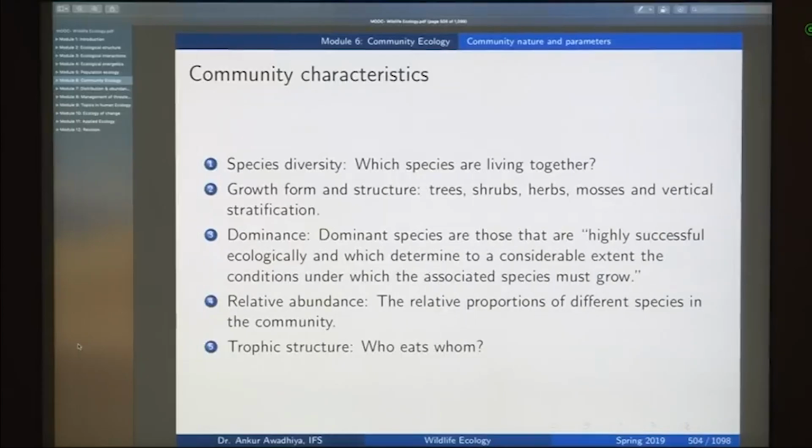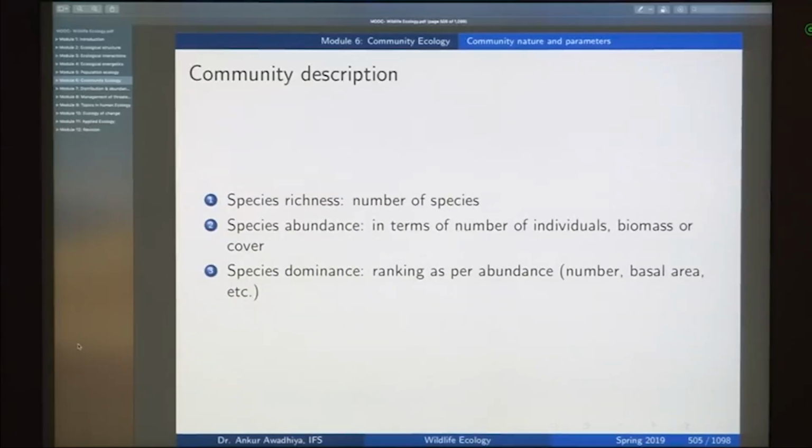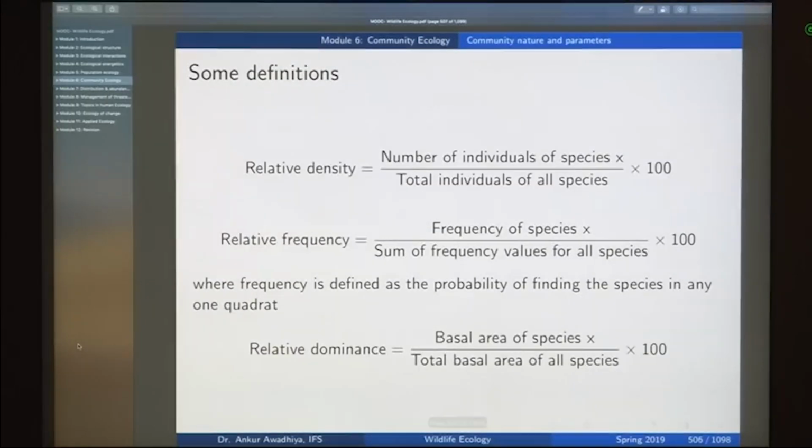Then there are community characteristics which tell you how two communities are different from each other, which are things like species diversity, growth form and structure, dominance, relative abundance and the trophic structure. So, they can vary between two different communities. Now, to describe a community, we have to describe the richness or the number of species that are there, the abundance of different species and the species dominance, which is the ranking as per the abundance in terms of number, basal area, etc. Then we defined the relative density, relative frequency and relative dominance.